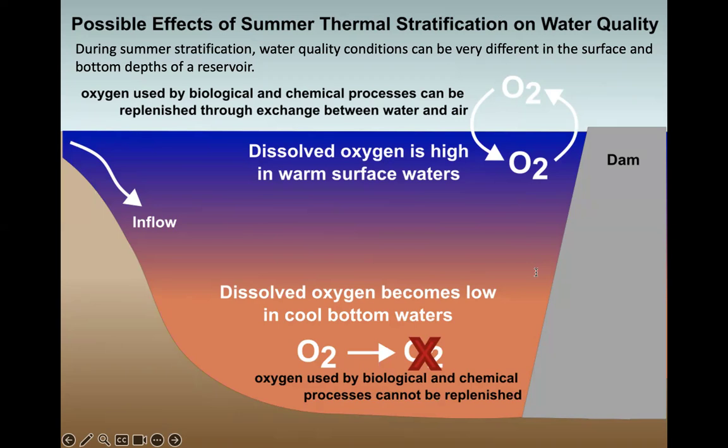However, biological and chemical processes in the cool bottom waters use up the available dissolved oxygen in the bottom of the reservoir over time. And because of thermal stratification, it is not possible for oxygen from the atmosphere to mix all the way to the bottom of the reservoir. This leads to very low concentrations of dissolved oxygen in the bottom of the reservoir.